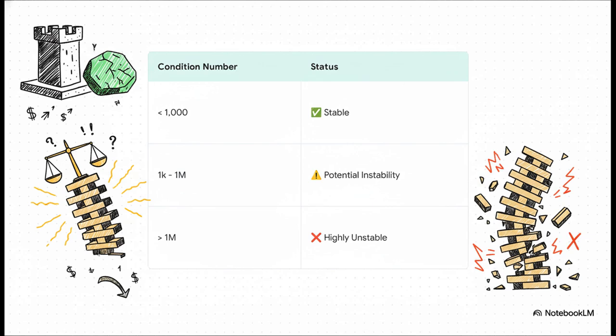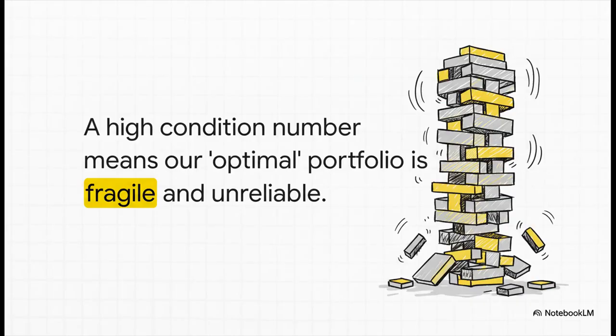Your system is stable. If it starts creeping up into the thousands or hundreds of thousands, well, now you've got potential instability. And if it's over 1 million, forget about it. Your system is highly unstable. It's like a Jenga tower that's about to fall over. Yeah, a high condition number means that your so-called optimal portfolio is actually incredibly fragile and totally unreliable. Ignoring this number is, seriously, like building your dream house on a foundation made of sand. It's just a recipe for disaster.